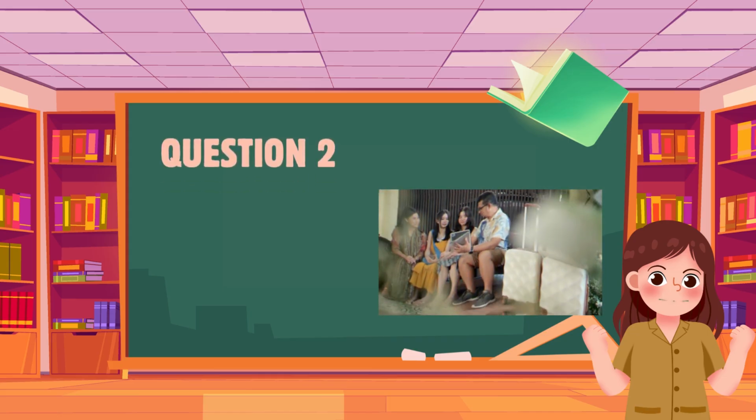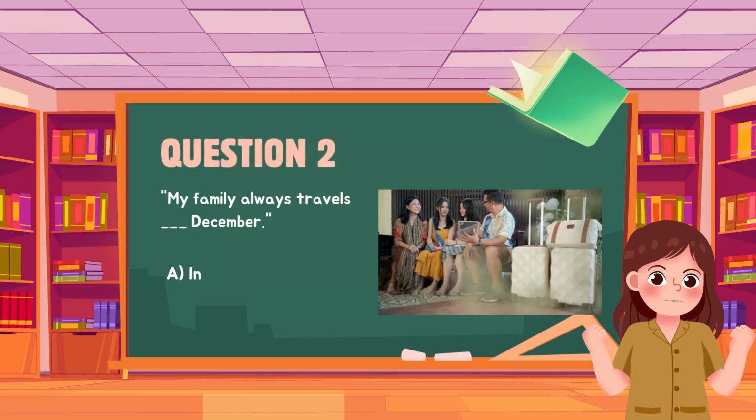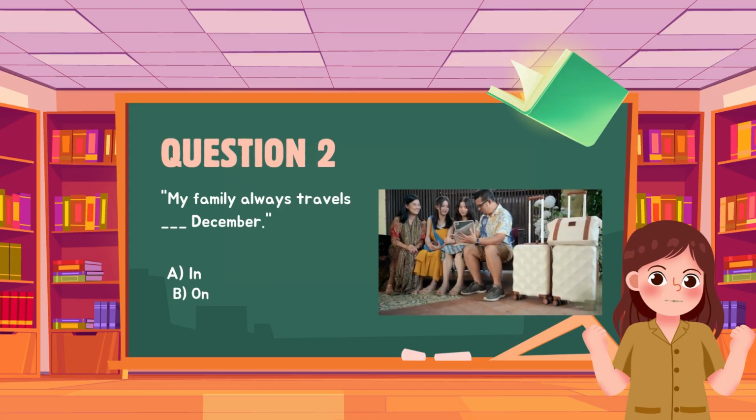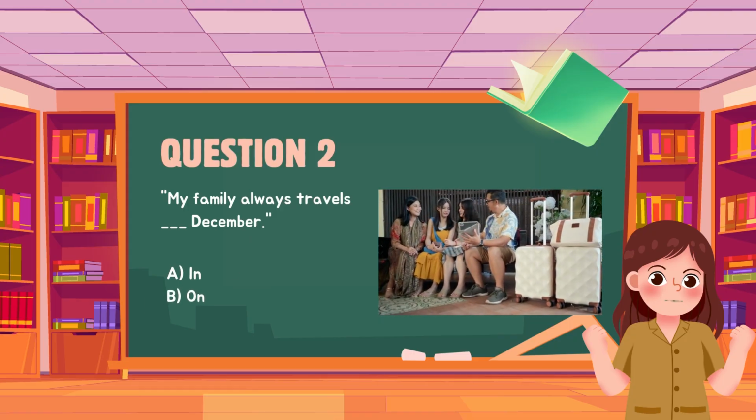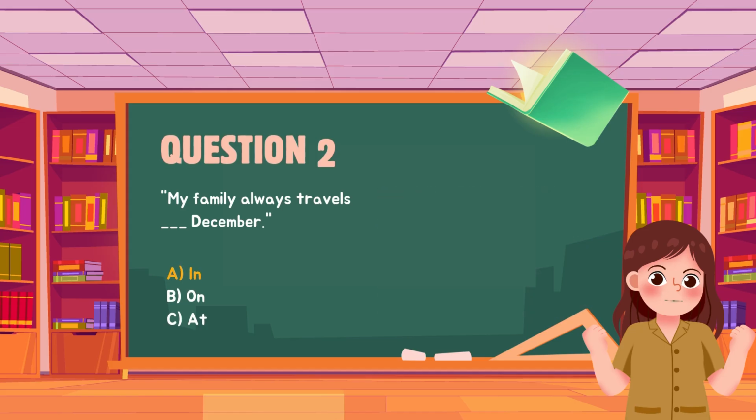Question number 2. My family always travels blank December. A, in, B, on, or C, at? The answer is A, in, because December is a month.